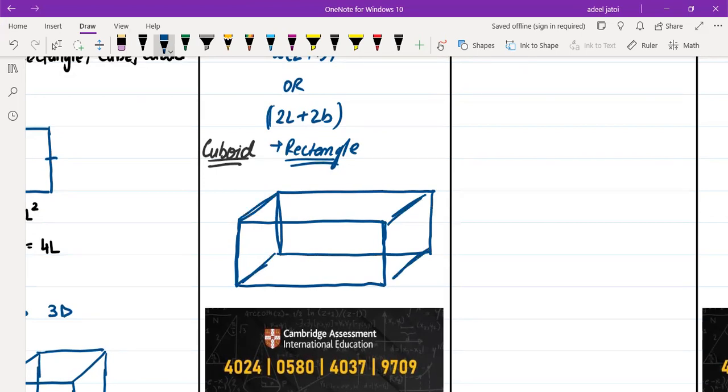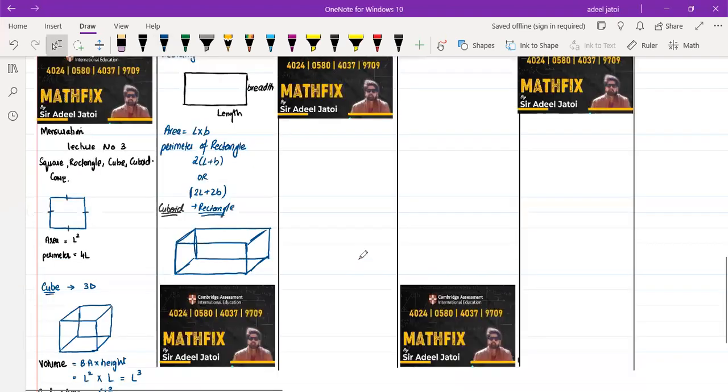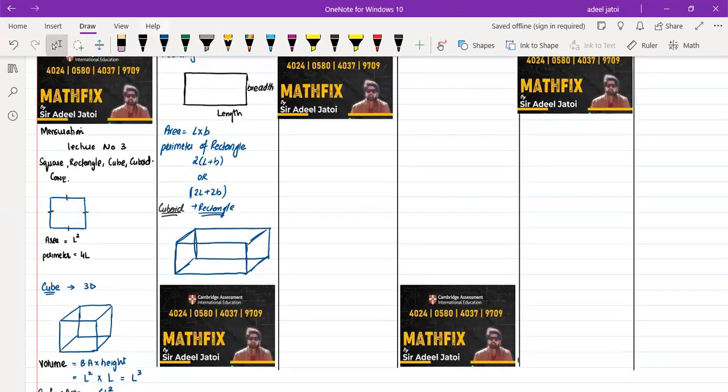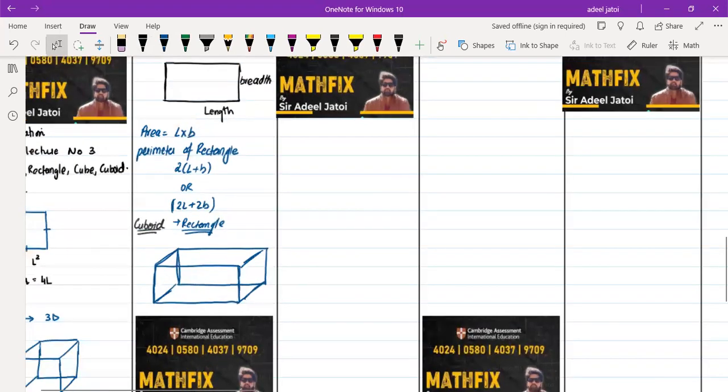Now similarly, this becomes your cuboid. This cuboid has a length, a breadth and a height. So this becomes a 3D figure. If I want to go beyond the concept of just a shape, in a 3D figure the examiner will ask me about the volume, and the formula of the volume is base area into height.